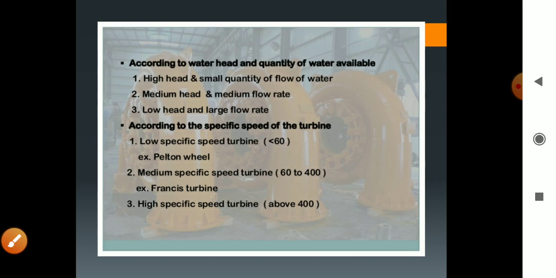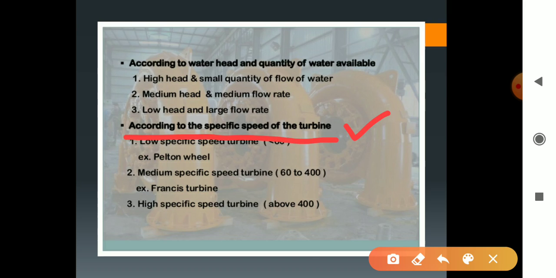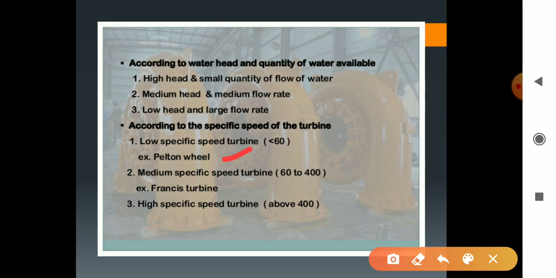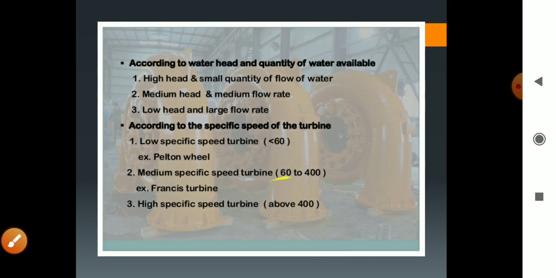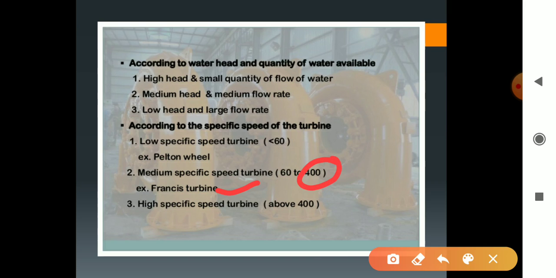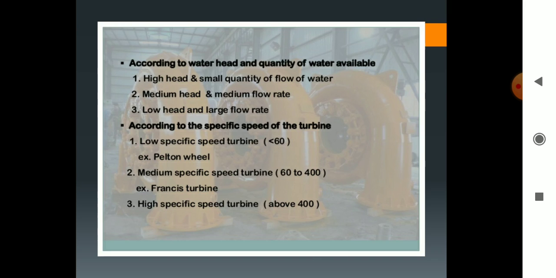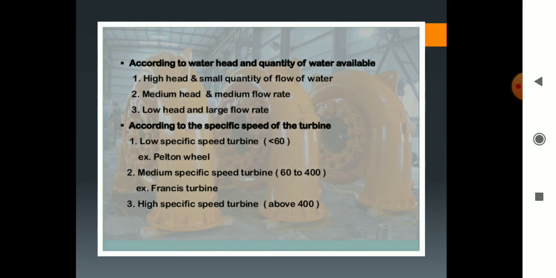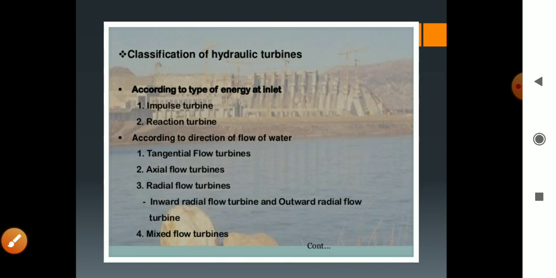On the basis of the specific speed of the turbine, we can classify the low specific speed turbine, that is less than 60, as the Pelton turbine, and medium specific speed, generally 60 to 400, as the Francis turbine. Some books show that this value 400 is approximately 300 or 350. A high specific speed, above 400, is the example of the Kaplan turbine.